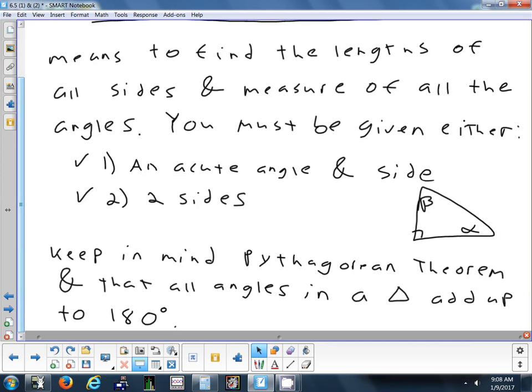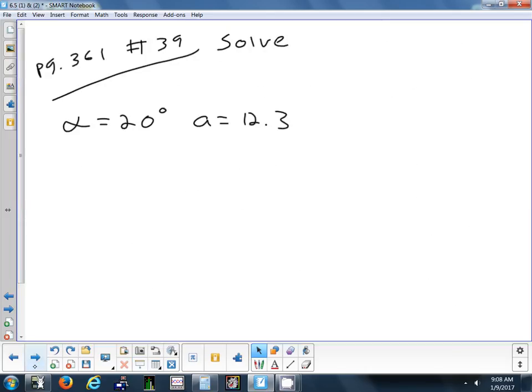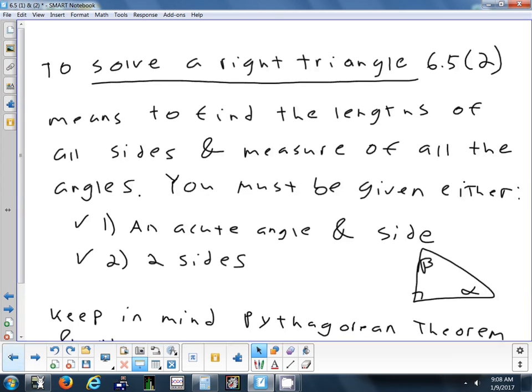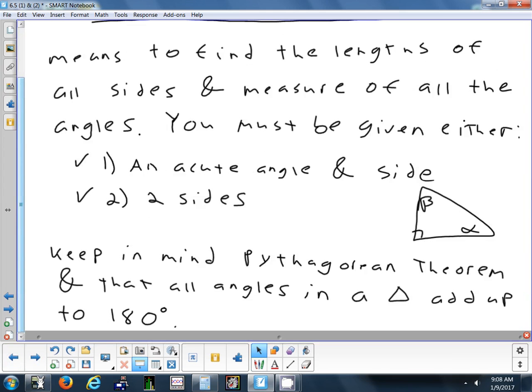Right, so that's what we'll start off with tomorrow. Okay, I'll recap that real quick, and then we'll go into actually solving a right triangle, where they give you some information to start with. Okay, does everybody have that? Good.